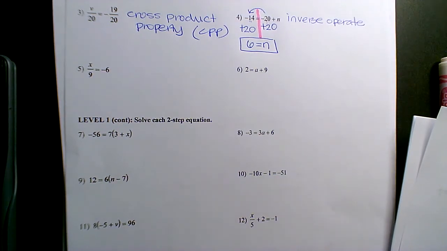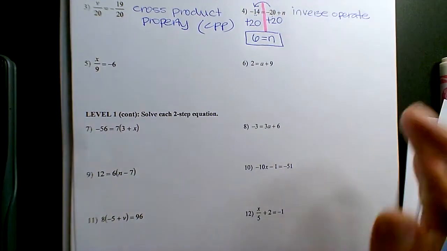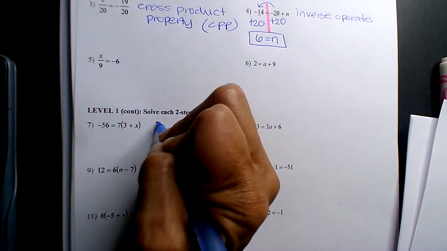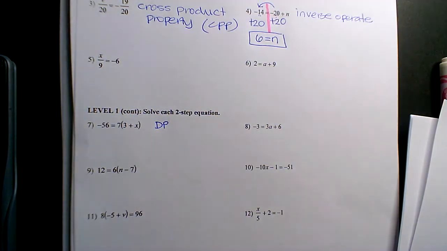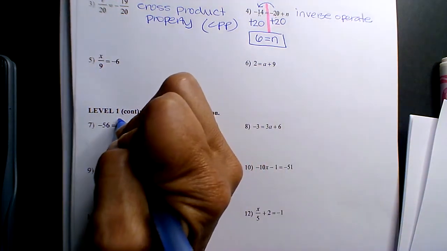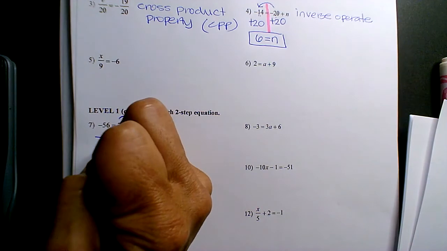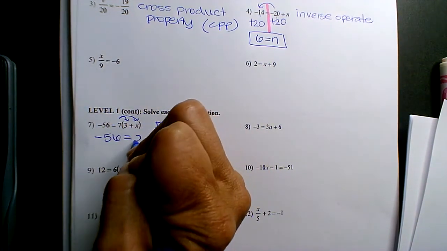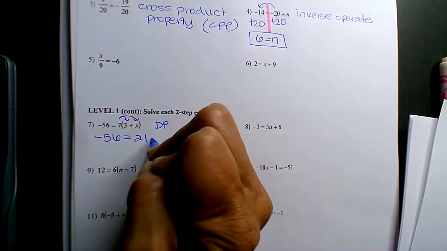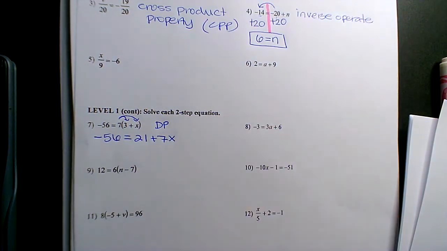Jump to 7? Are you guys okay? Okay, and then I'll stop the video after this. So 7, this is your distributive property. You're all really, really good at this. You just take whatever front number and multiply it to every term inside the parentheses, the grouping symbol. So all of you would know to take that 7 and multiply it to the 3 and the x. So I would get negative 56 is equal to 7 times 3 is 21, 7 times x is 7x.